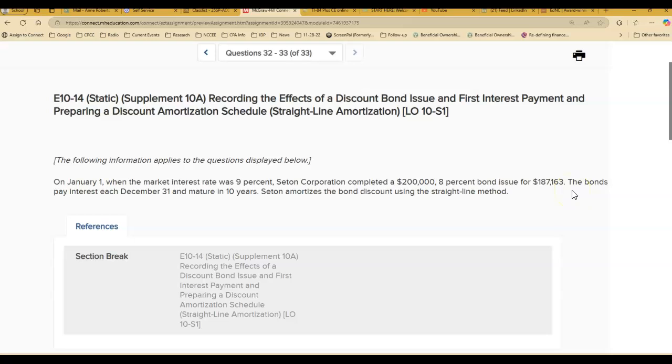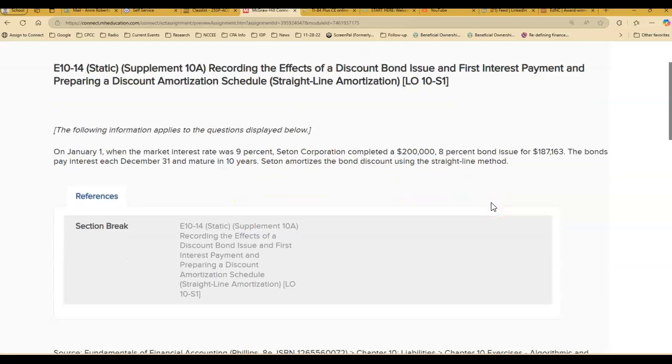All right, now stop and think. 187, we received less for the bond issue than face value, so we issued at a discount, right? So now it's like, okay, we got less for it. Now our interest expense is going to be going up. They're going to pay interest each December 31, matures in 10 years. Seton amortizes the bond discount using the straight line method.